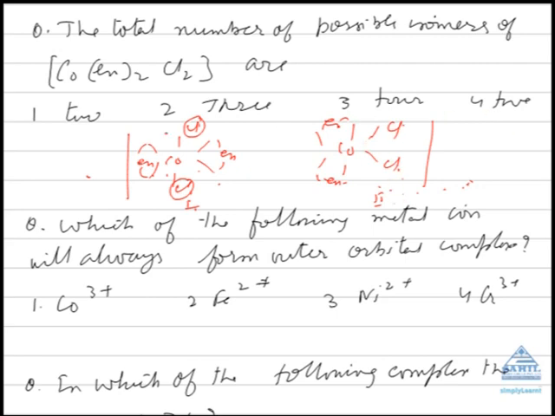Hence the total number of isomers will be 3. Two will be geometrical isomers, cis and trans, and again cis will show optical isomerism, dextro and levo. In all there will be 3: one trans, the other cis dextro and cis levo.